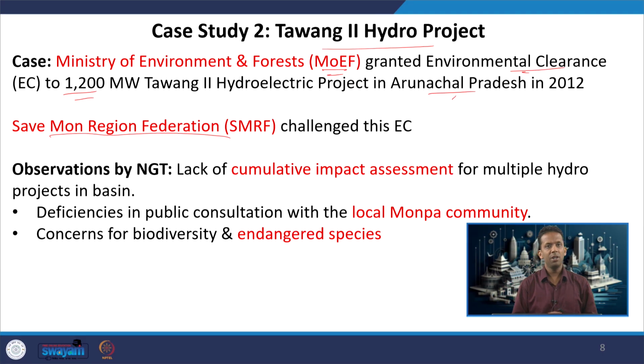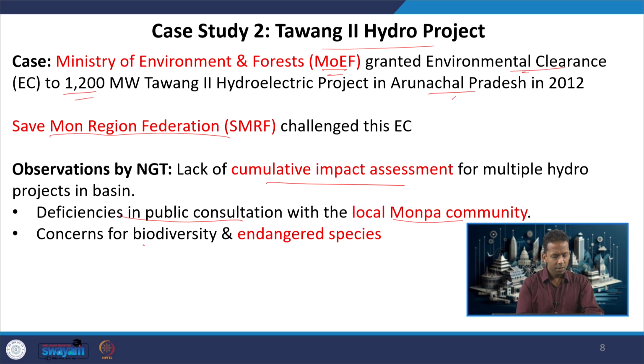And NGT, when the matter was brought to them, observed that there was a lack of cumulative impact assessment for multiple hydropower projects in that basin. There were deficiencies in public consultation, especially with the local Monpa community, the people who live in the nearby vicinity where this hydropower project was supposed to be implemented.